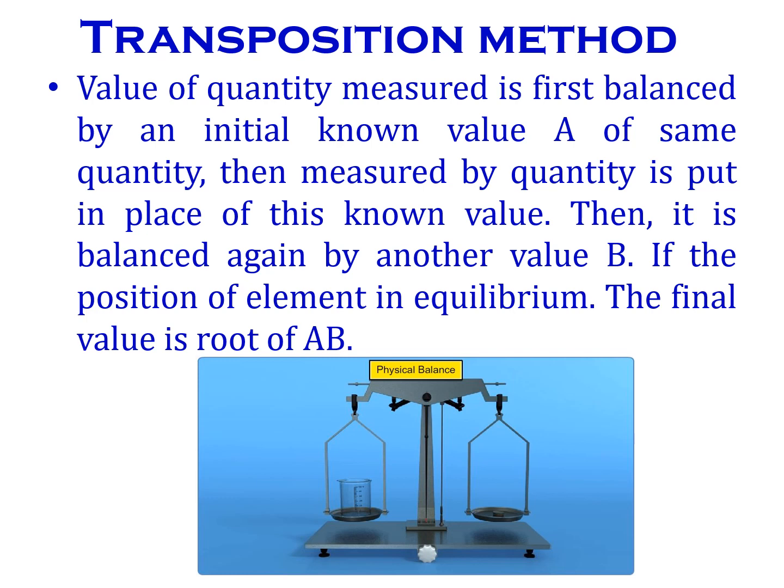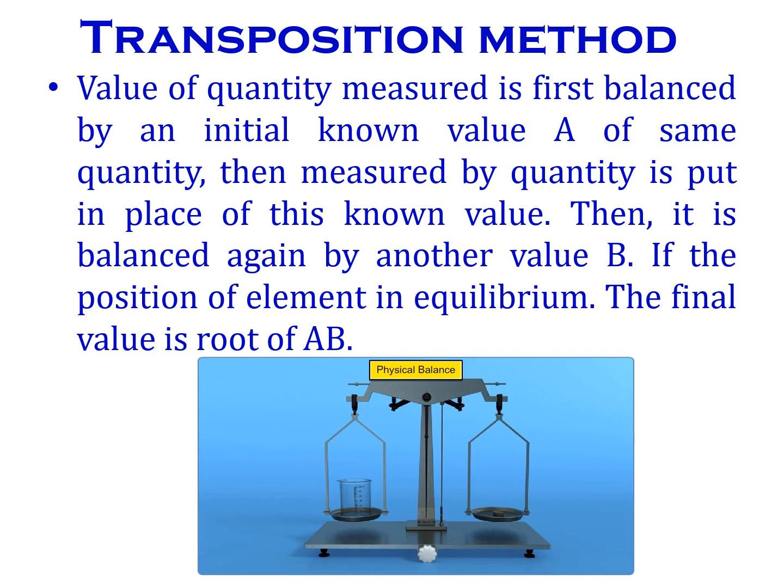Transposition method. The transposition method is the simplest way, which involves making the measurement by direct comparison, where the quantity to be measured, for example, is called V. You carefully listen. The quantity to be measured is capital V, and it is initially balanced by a known value, capital X, of the same quantity. That is one set of readings.